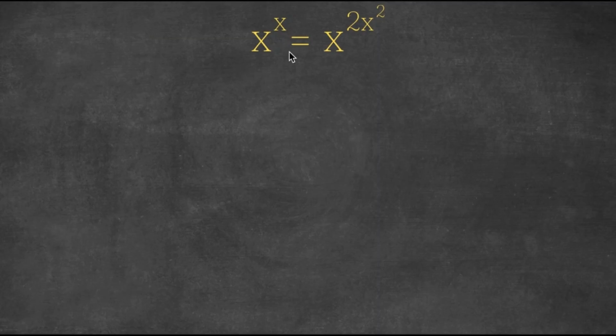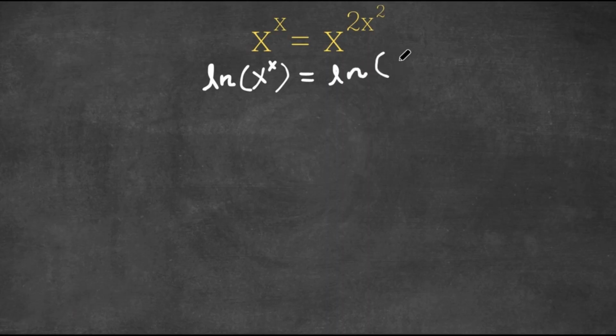In today's video, I'm going to be teaching you guys how to solve this exponential problem. So we have x to the power of x is equal to x to the power of 2x squared. Now, what I'm first going to do is take the natural log on both sides. So now we have ln of x to the power of x is equal to ln of x to the power of 2x squared.